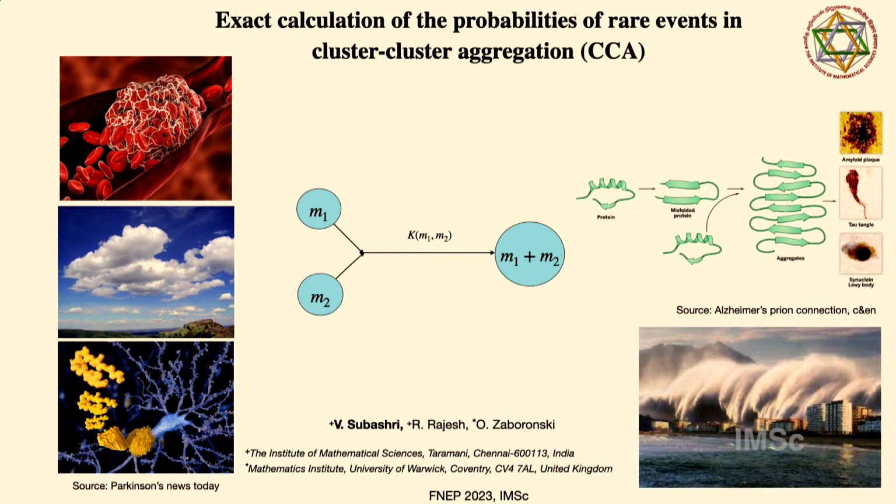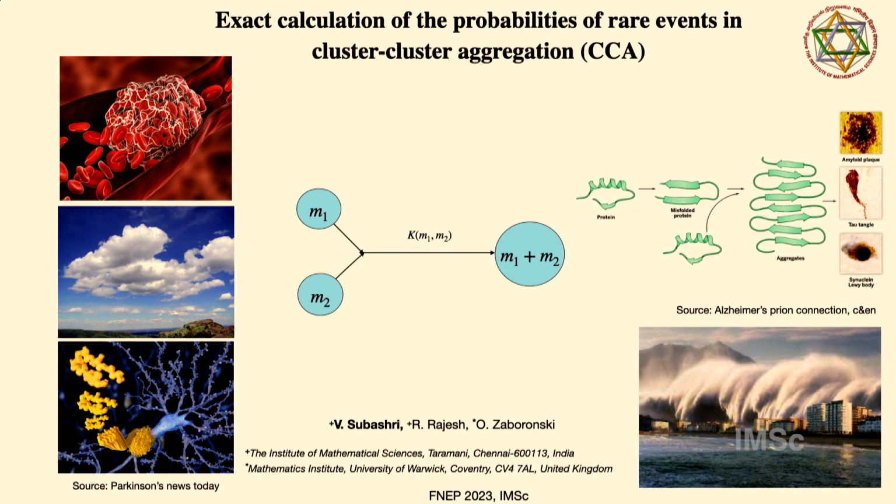And what is aggregation? We take two masses and they collide and stick together to form a bigger mass. If masses m1 and m2 are colliding, they will form a bigger mass m1 plus m2 with a certain rate which is proportional to what we call a collision kernel, and that is the K which you can see on the schematic diagram. It's a function of the colliding masses.